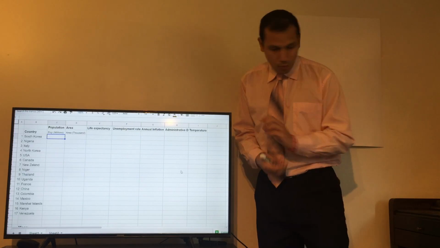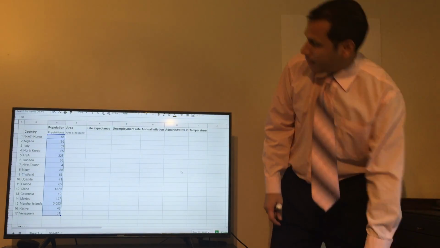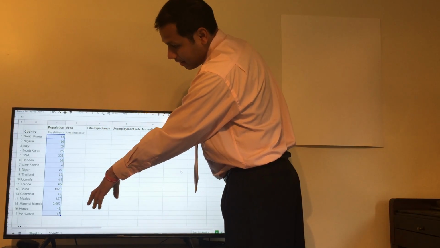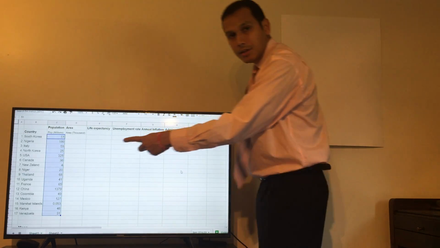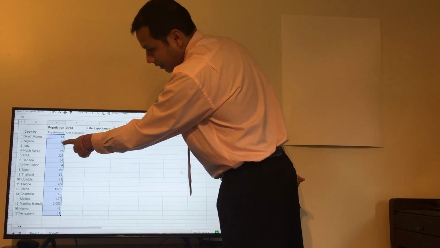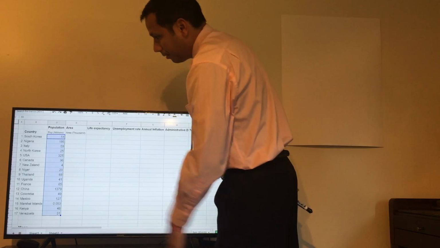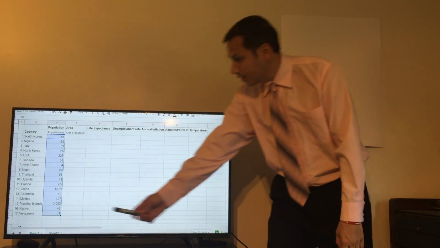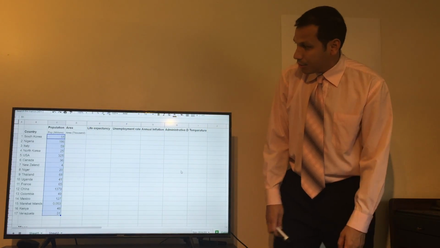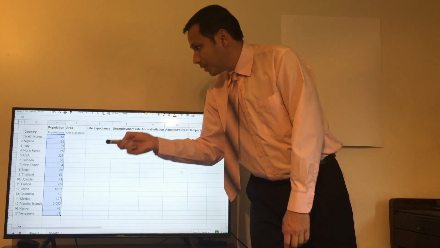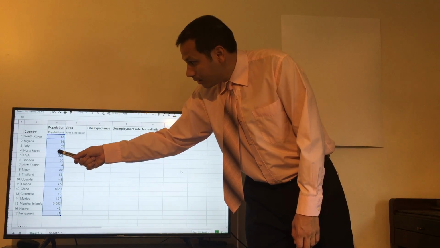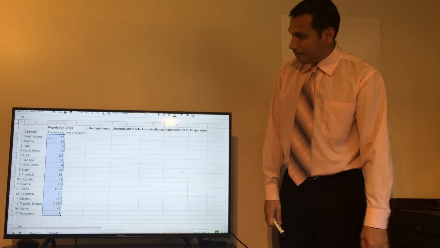So what they found was this. That's the population for each one of those countries, and that's in millions. For example, South Korea has 51 million people. Nigeria has 186 million people, and so on. As you can see, China has 1.3 billion people. The United States, back in 2018, because this lesson is from last year, this information is from last year, had 325 million people.